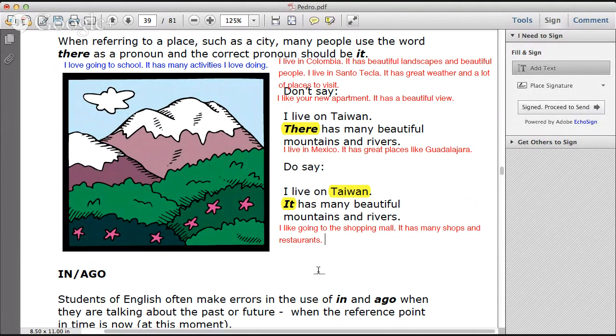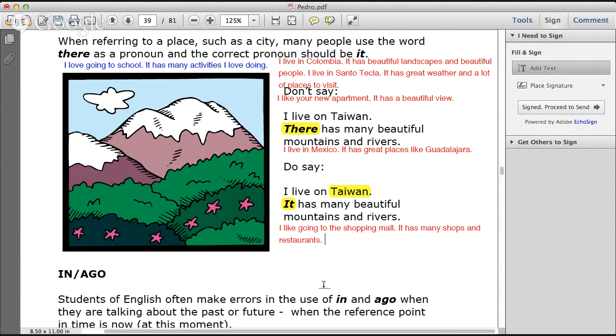Okay, good. Beware, you guys. Beware when you're speaking. When you're talking about places, you cannot use the word there to replace it at the beginning of a sentence. You could say, I like going to the shopping mall. It has many shops and restaurants there. I can add there at the very end, but I cannot add it at the very beginning, saying there has many shops and restaurants. If you want to add there, you can add it at the very end, after using the word it. Any questions here, you guys?